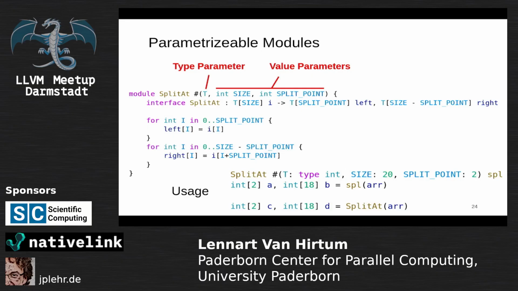How can we use it? We can either directly specify all of our generative parameters for this module, so we explicitly specify the type, the size, the split point, or we can have the compiler infer it. This inference is actually really quite new, because it is part of the latency inference that I've been doing in the last couple of weeks.